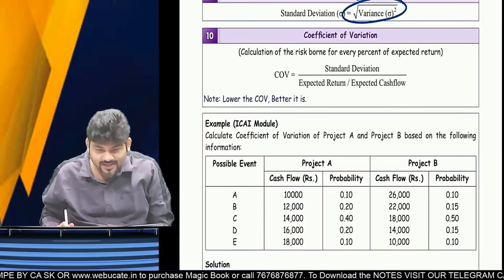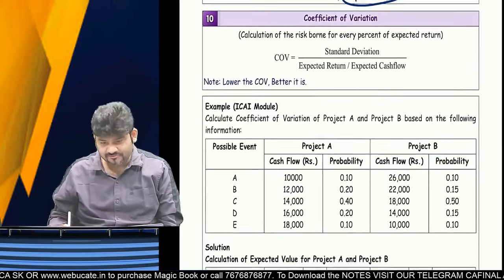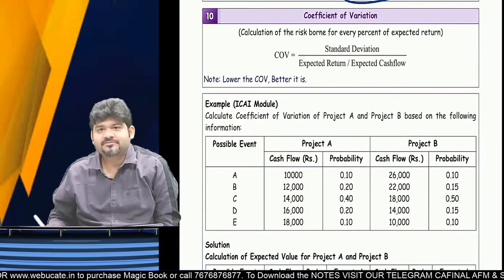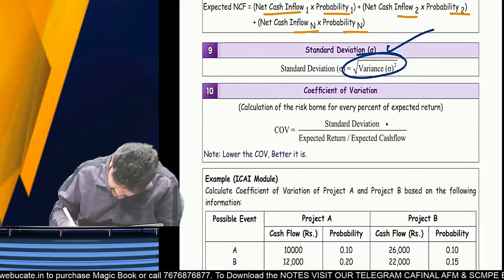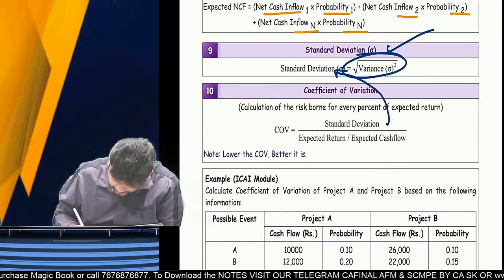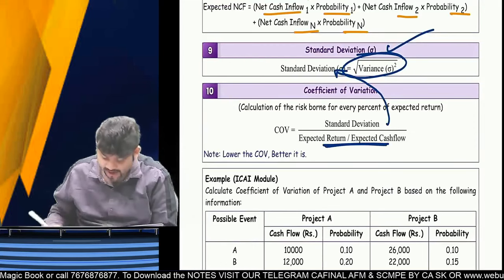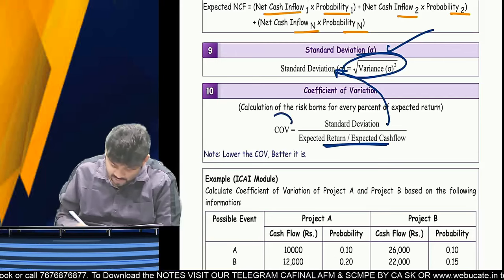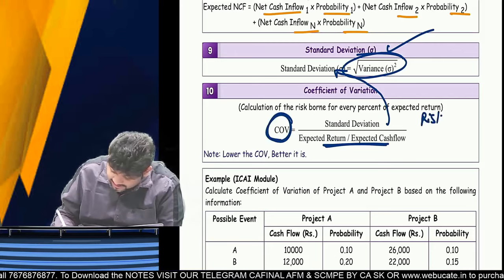Done. Then we have the coefficient of variation. This is again very easy, just the use of a formula. We calculate the standard deviation using the above method, then divide it by the expected return or expected cash flow.